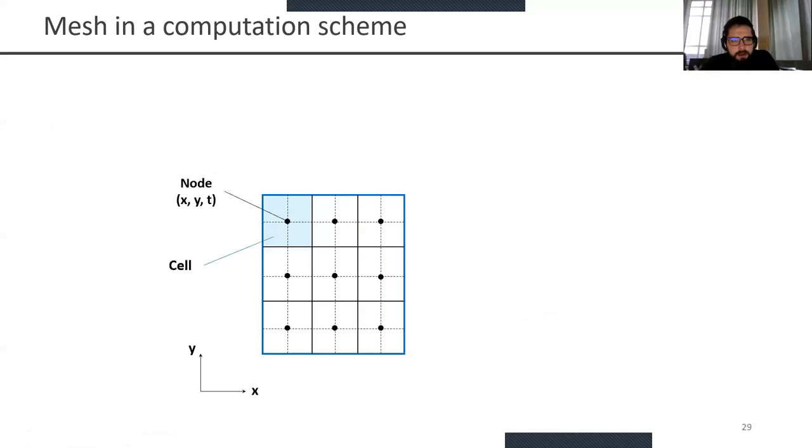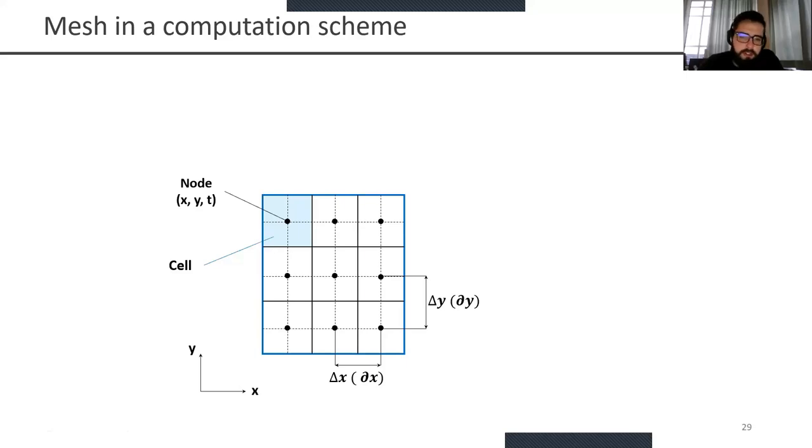So imagine the computational scheme as was said previously. The governing equations are embedded in the mesh, so they work on the mesh. The delta y and delta x, more or less the derivatives of y and of x, are dependent on the coarseness of the mesh.